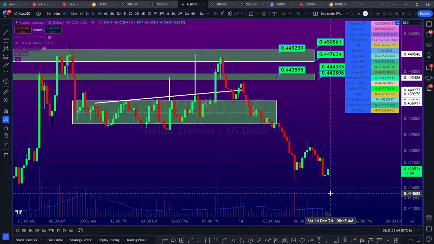I just got to the cross. I got to the white cross at the bottom. That was it.